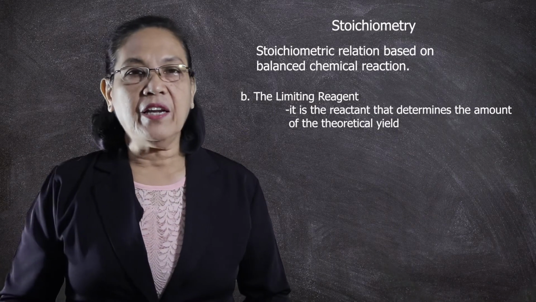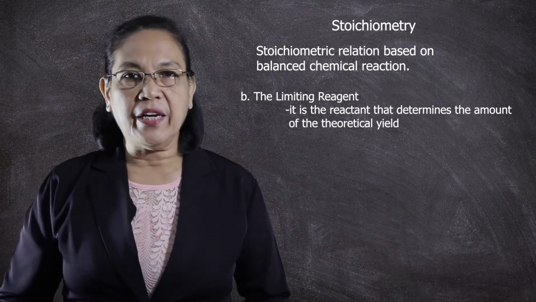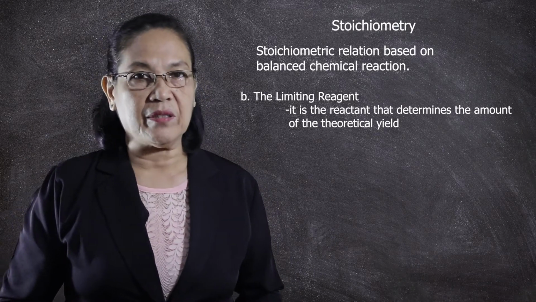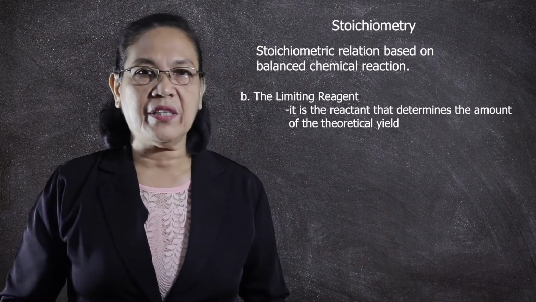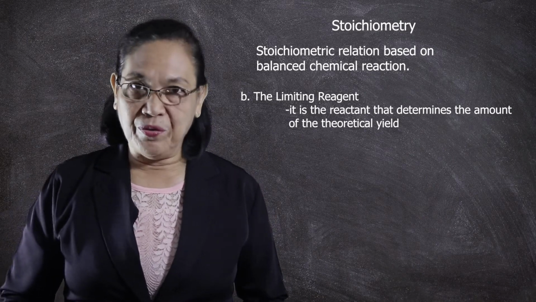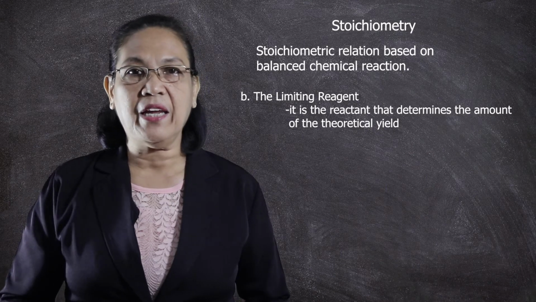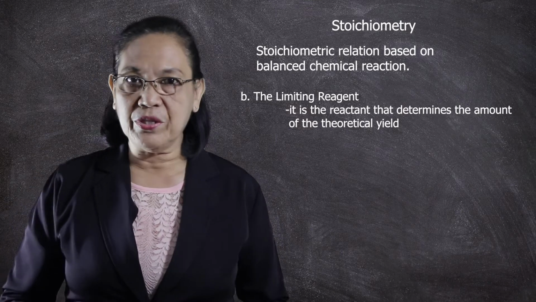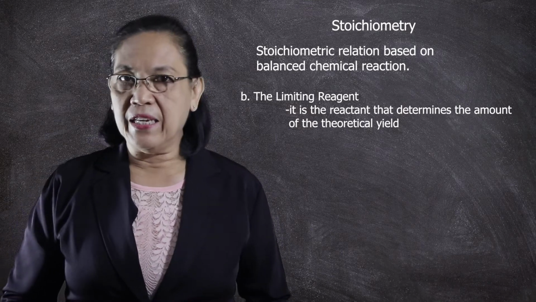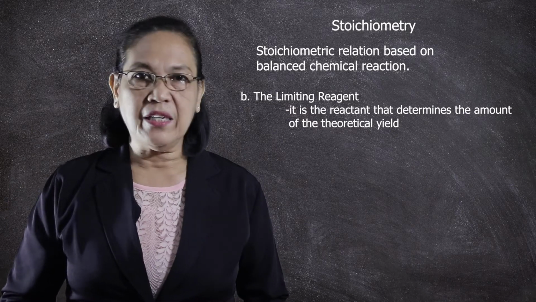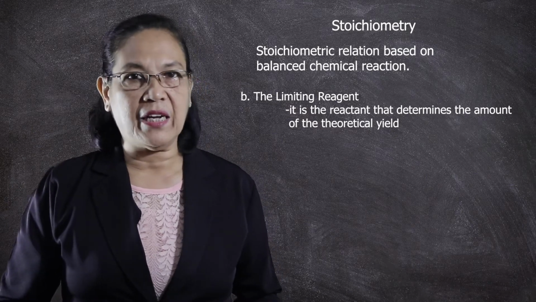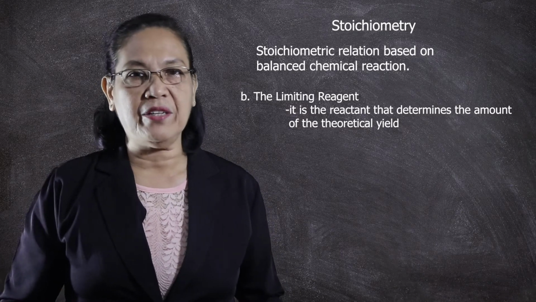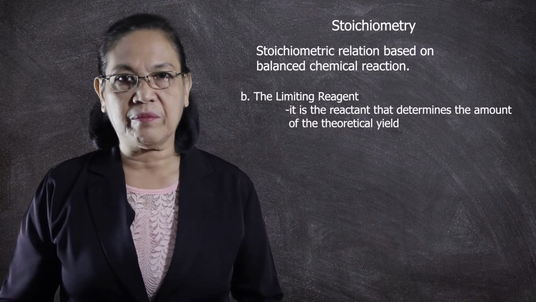By the way, in all chemical reactions, there is the limiting reagent and there is also the excess reagent. Now, this excess reagent is that reagent which is used in excess, meaning there is some amount of this reagent which is not used in the chemical reaction. And this reagent does not determine the theoretical yield.